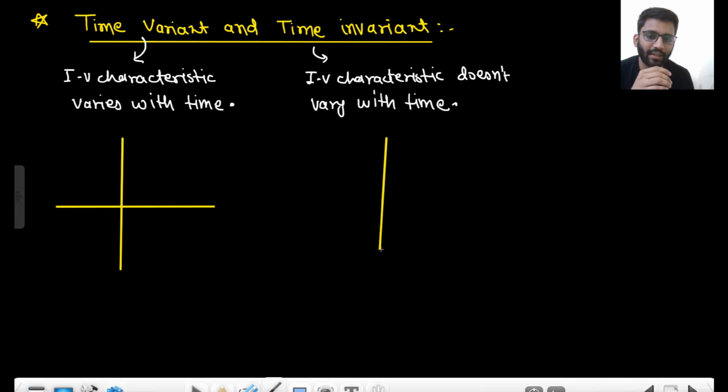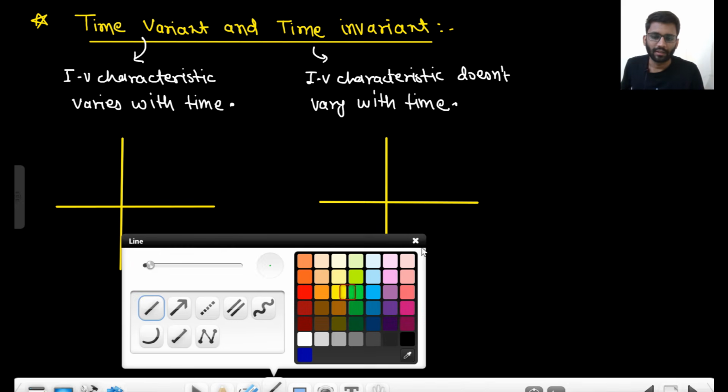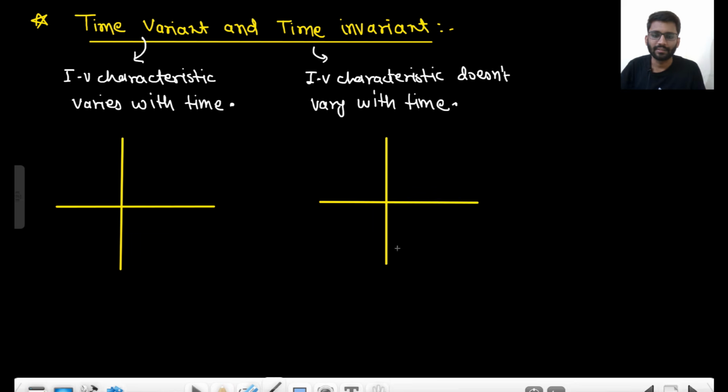So there are no particular examples like that. I can't really say that resistance will always be a time invariant element. Sometimes it can behave as time variant, sometimes as time invariant. So what do we really mean by that? This is the IV characteristics now.